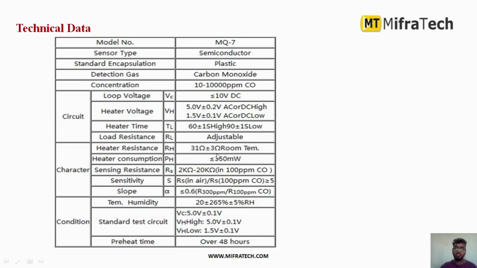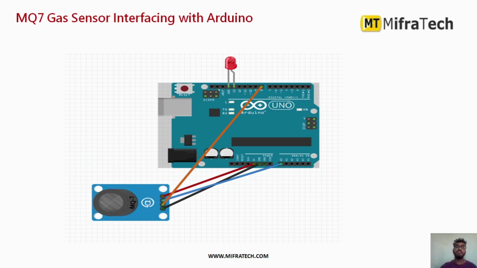Heater resistance will be 31 ohm, with plus or minus 3 ohm fluctuations. Heater power consumption will be less than or equal to 350 milliwatts. The operating temperature is 20 plus or minus 2 degrees, and humidity is 65 percent. In the test circuit, to turn this on we have to provide a 5 volt DC power supply. Next we will see how to interface this MQ7 gas sensor with an Arduino microcontroller.